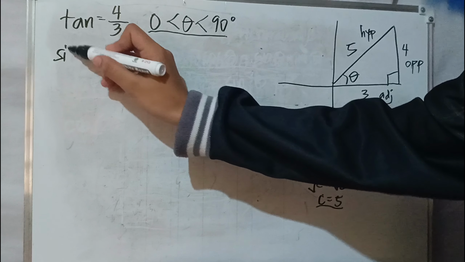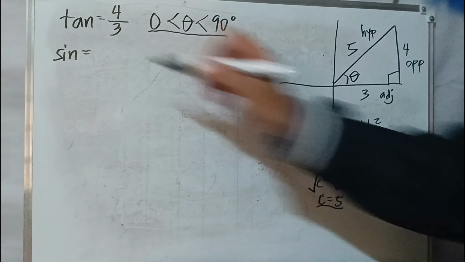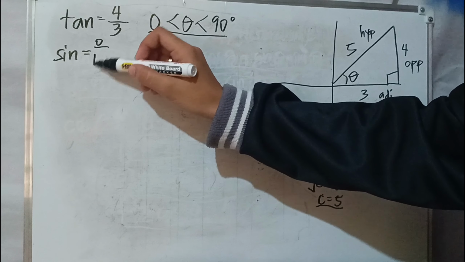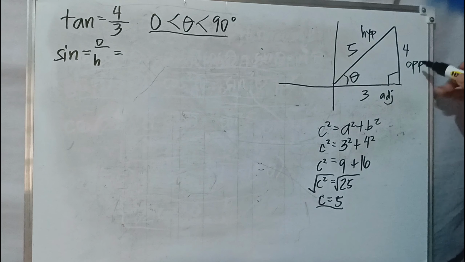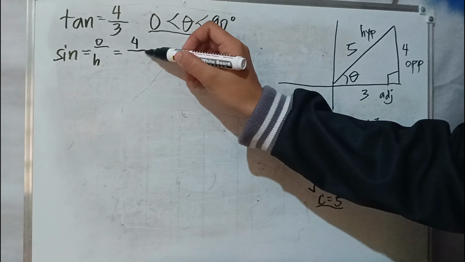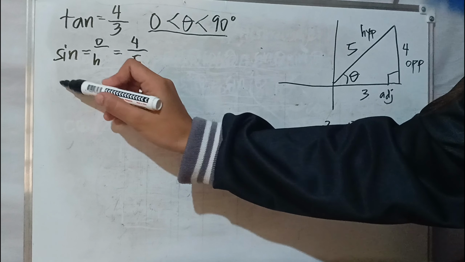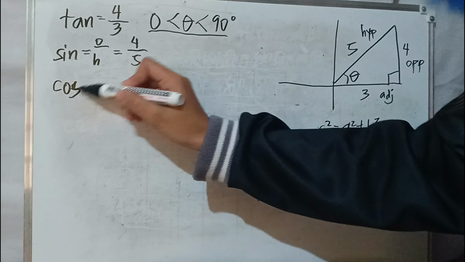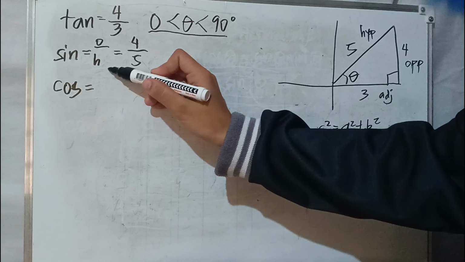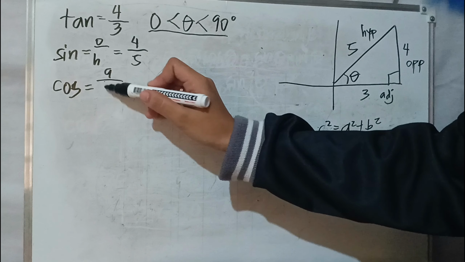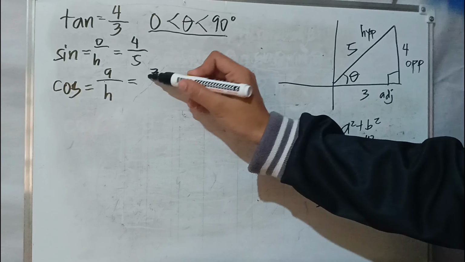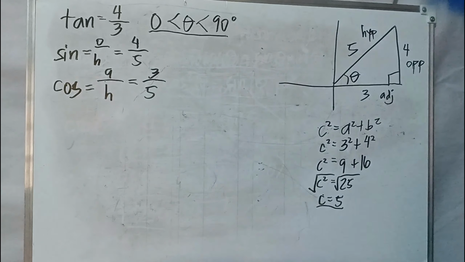And now, we will find the value of sine. We know that the sine is opposite over the hypotenuse. So we have 4 over 5. We will also find the value of cosine, and we know that the cosine is adjacent over the hypotenuse. So, we have here the 3 over 5.